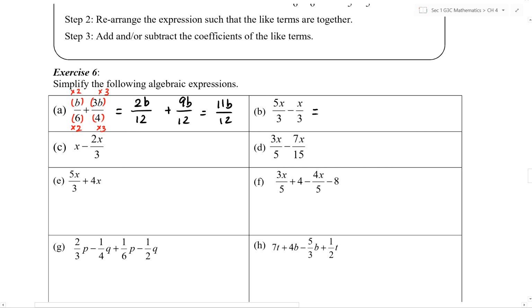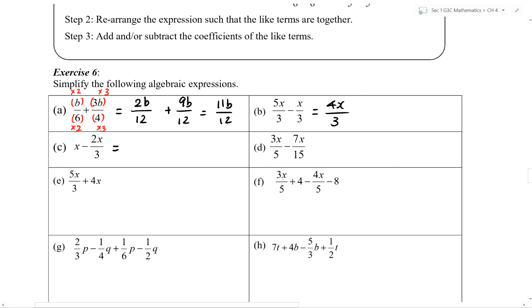Okay, 5x over 3 minus x over 3. Really? Is he correct? What's the answer? 4x over 3. The denominator is the same already. Okay, what about this one? Hey, are they like terms? Is my x and negative 2x over 3, are they like terms?